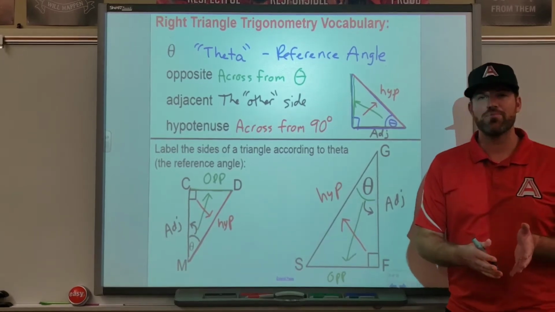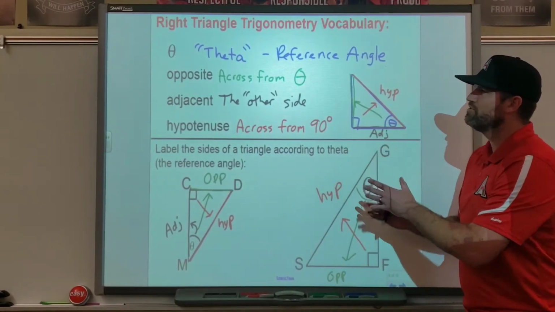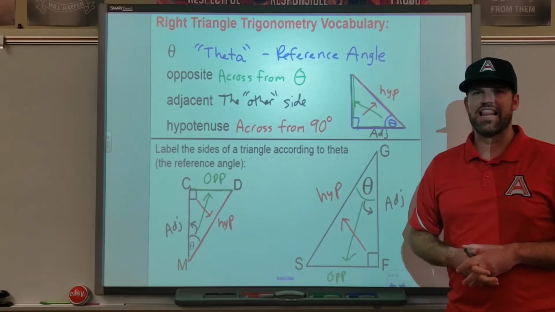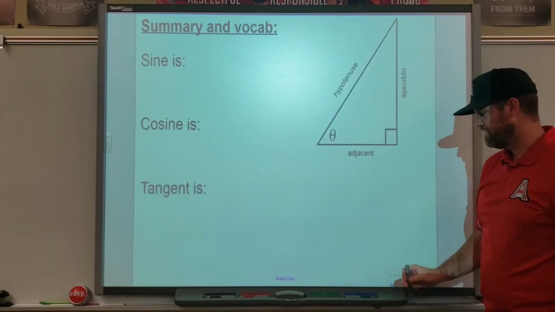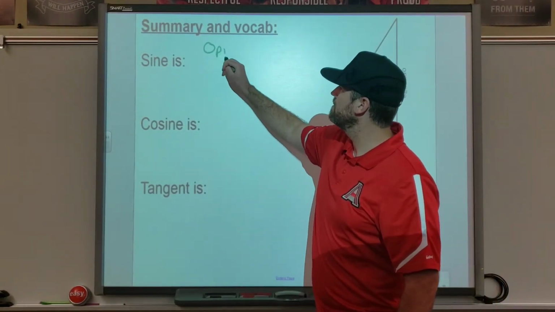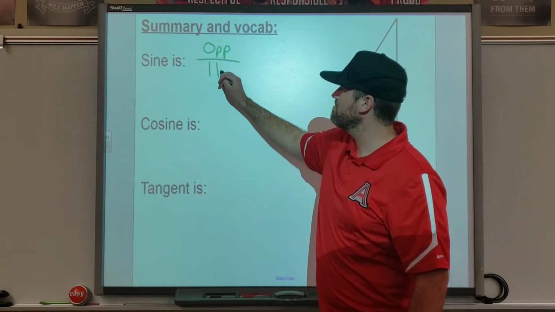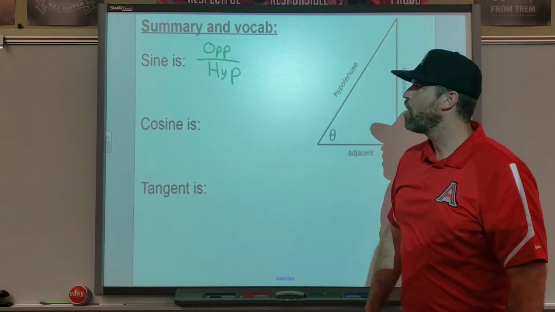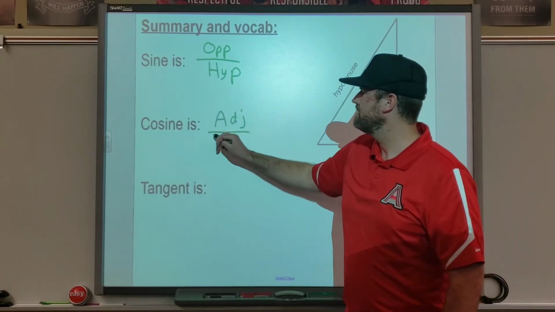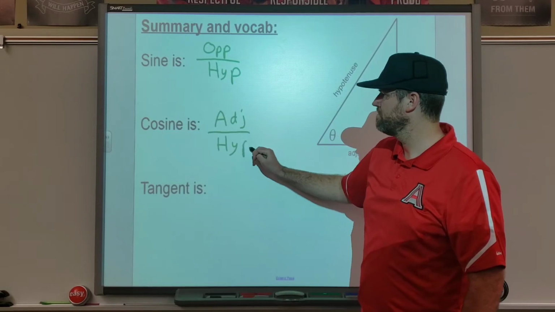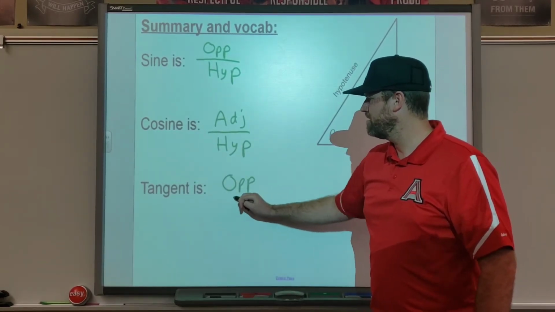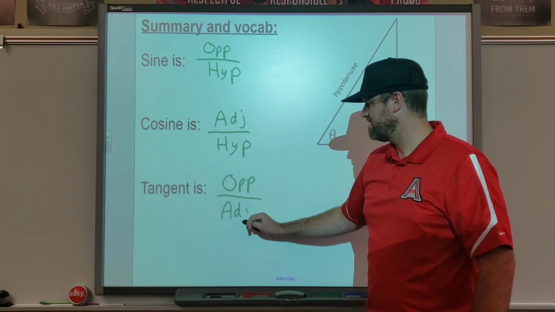So it's a lot of vocabulary. If these words are new to you, you're going to be okay. Just know that we're going to end up using these words a lot. No fear, it's not tough. Sine is always going to be opposite divided by hypotenuse. Cosine is going to be the ratio of the adjacent divided by hypotenuse. And tangent will be the opposite divided by the adjacent.